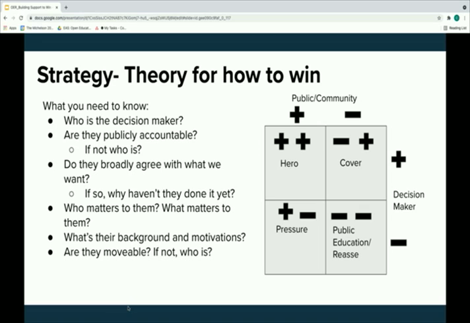Okay. So let's talk about strategy. Strategy is your theory for how you are going to win. How will we get to that goal of course marking by 2023? Well, you're gonna need to convince some people, so let's start there.